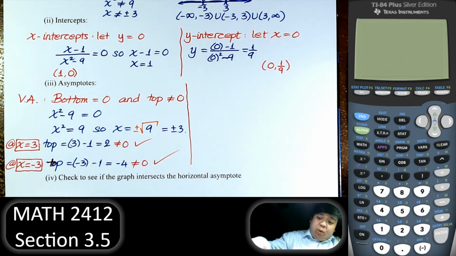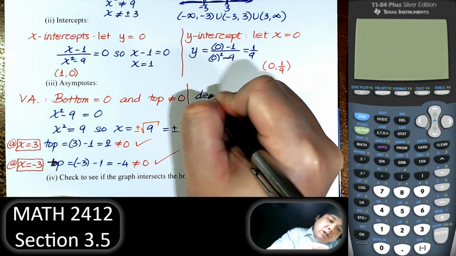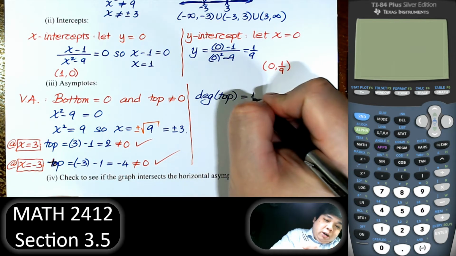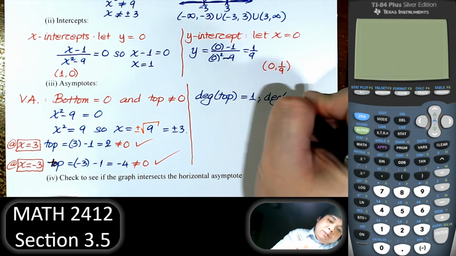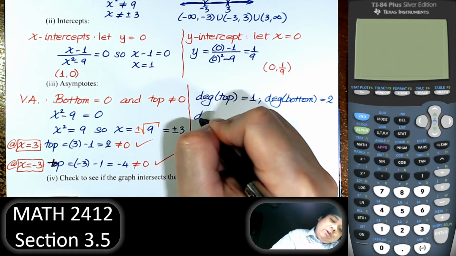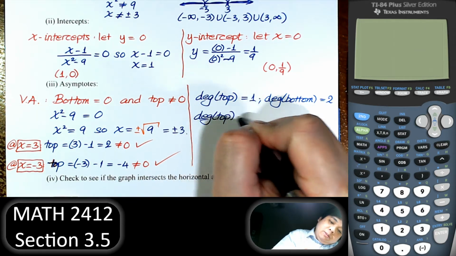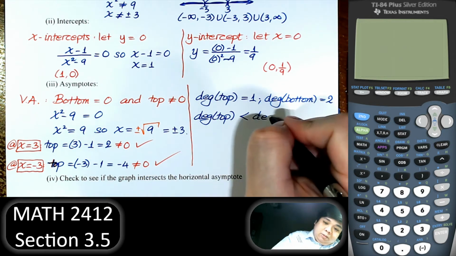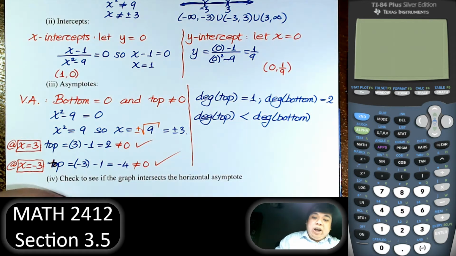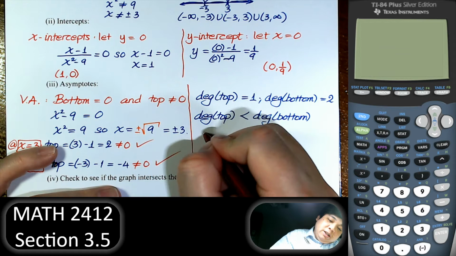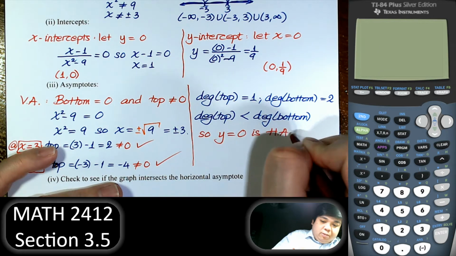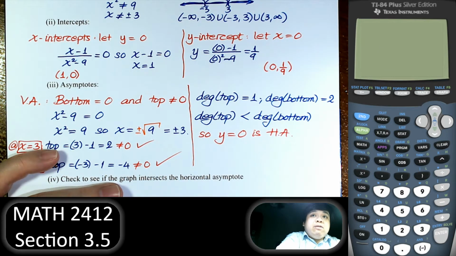But for that, we will find the degrees. The degree on top is 1. The degree at the bottom is 2. So the degree on top is less than the bottom. If the degree at the bottom is bigger, y equal to 0 is the horizontal asymptote. If we have the horizontal asymptote, we do not have the slant asymptote.